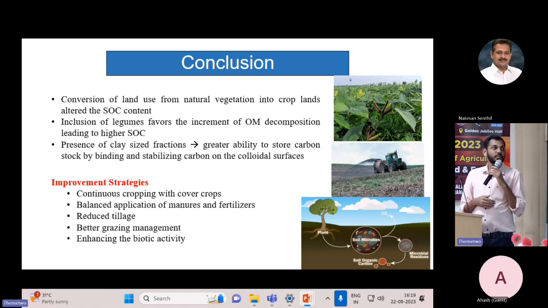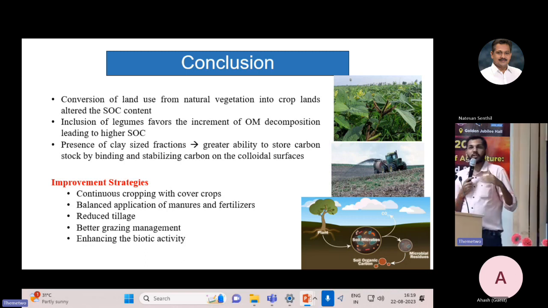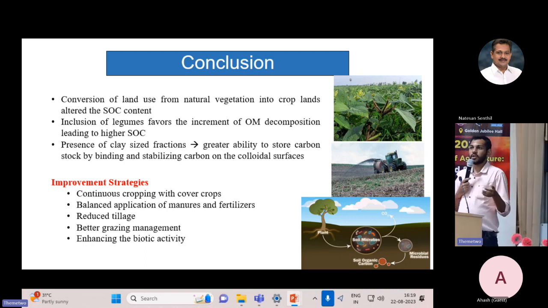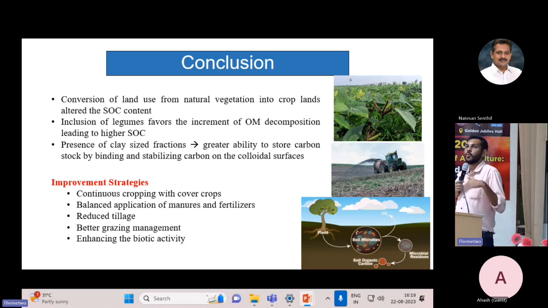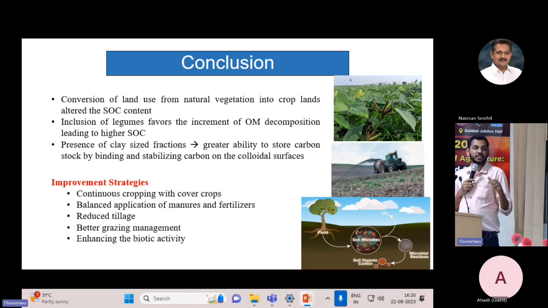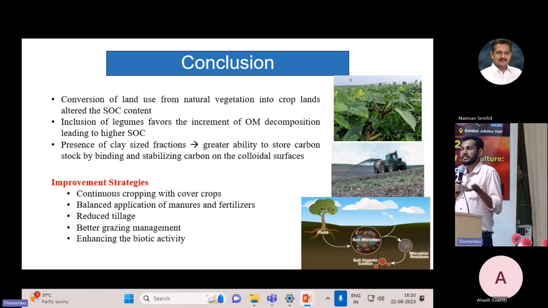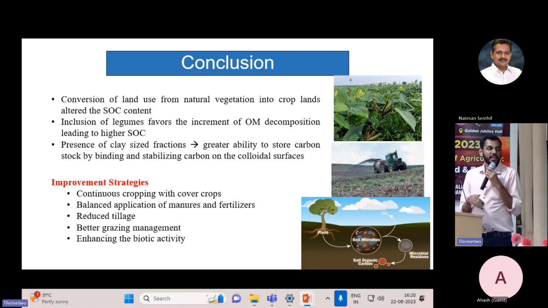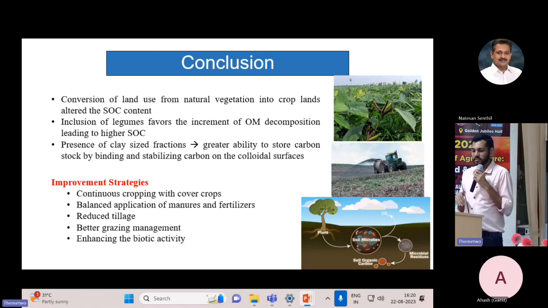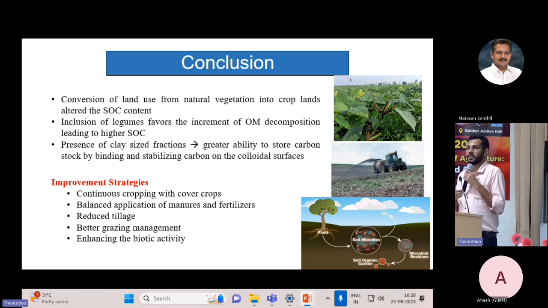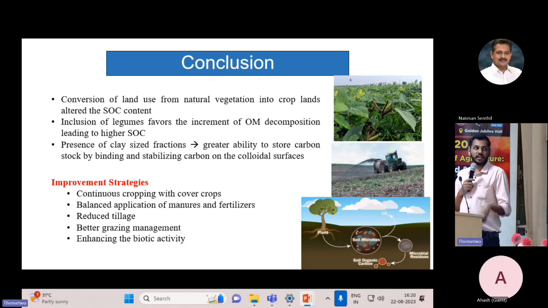Some of the strategies to improve the soil organic carbon include continuous cropping with cover crops instead of monocropping. Next is balanced application of manures and fertilizers without any over application or under application, based on the soil test values. Next is reduced tillage, instead of over tillage, conserved or no tillage practice can be followed. Next is better grazing management without overgrazing. And finally is enhancing the microbial activity, which is able to convert more soil organic carbon from the residues incorporated into the soil.